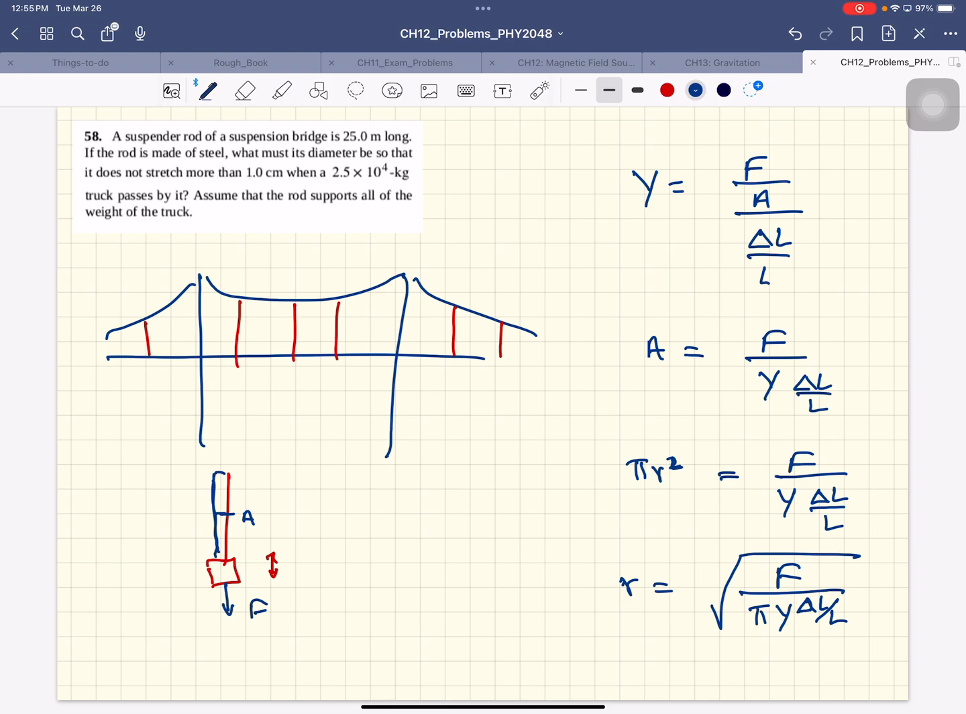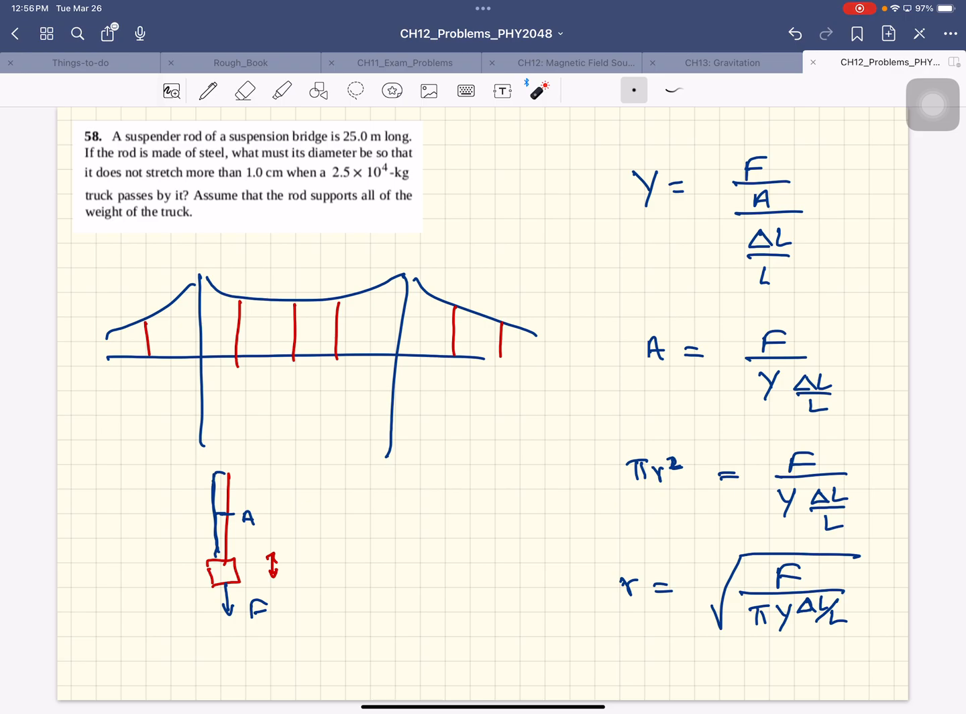That's fair. Yeah. All right, so let's calculate the radius of that cable. Okay, you guys understand what we're doing? Okay. And so you see, as an engineer, you're limiting the stretching to 1 centimeter. Why are you doing that?